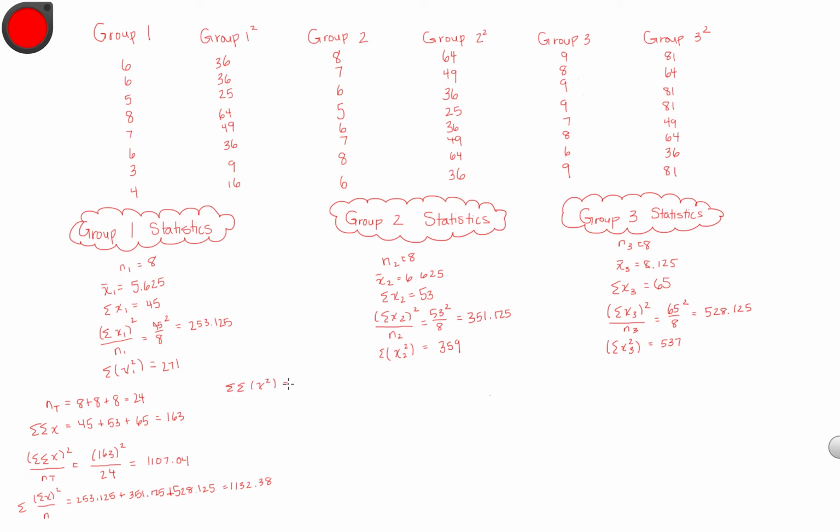learned so far. So sigma sigma x squared means we've already found the sigma x squared for each group. So to find sigma sigma x squared, we're going to add up each of those values. So sigma x squared for group 1, 271, plus sigma x squared for group 2, 359, plus sigma x squared for group 3, 537, which gets us our last term, 1,167.